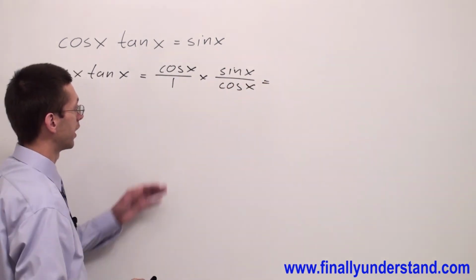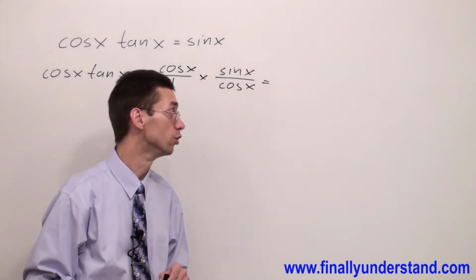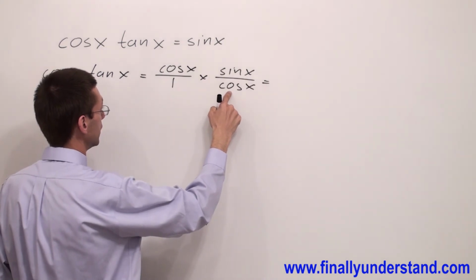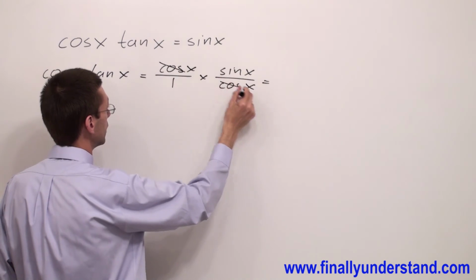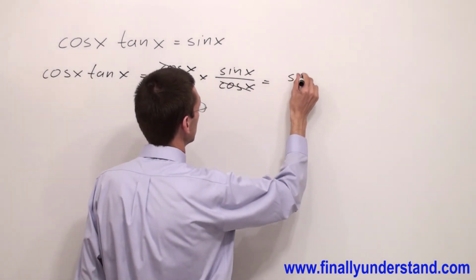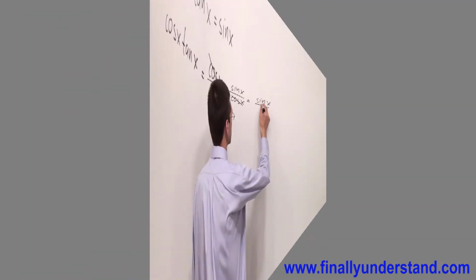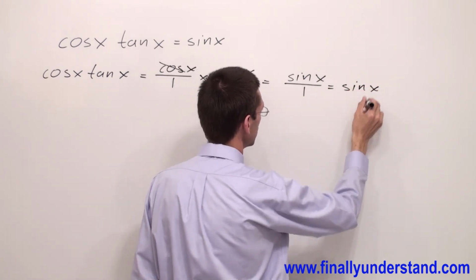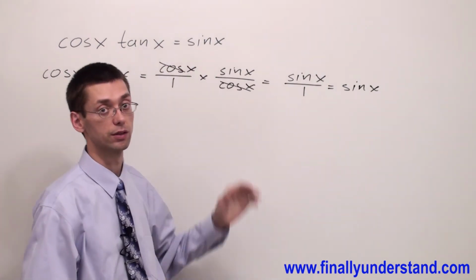Anytime we multiply fractions, we have to check first if we can reduce any denominator with any numerator. Now please notice that I have cosine in this denominator and cosine in this numerator. That's why they are going to cancel out each other. And I'm going to end up with sine of x over 1. Sine x over 1 is equal to sine of x. We just proved that the left side of my equation is equal to the right side.